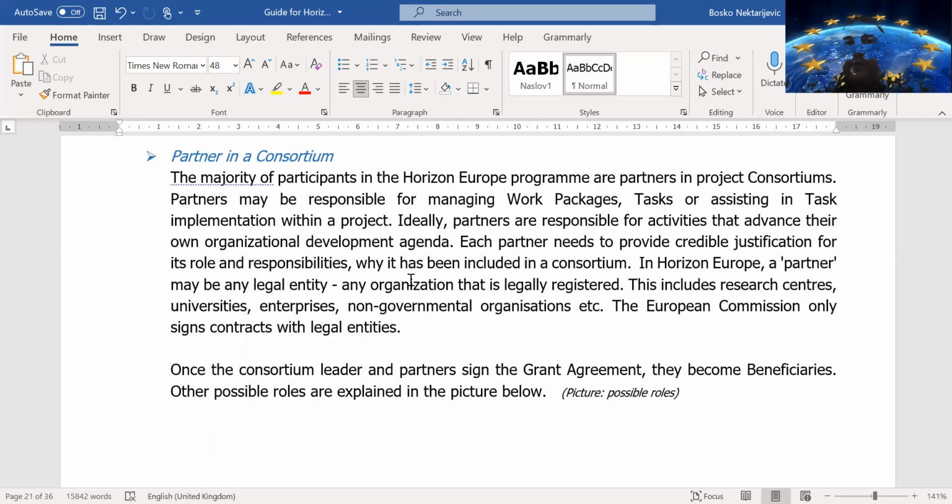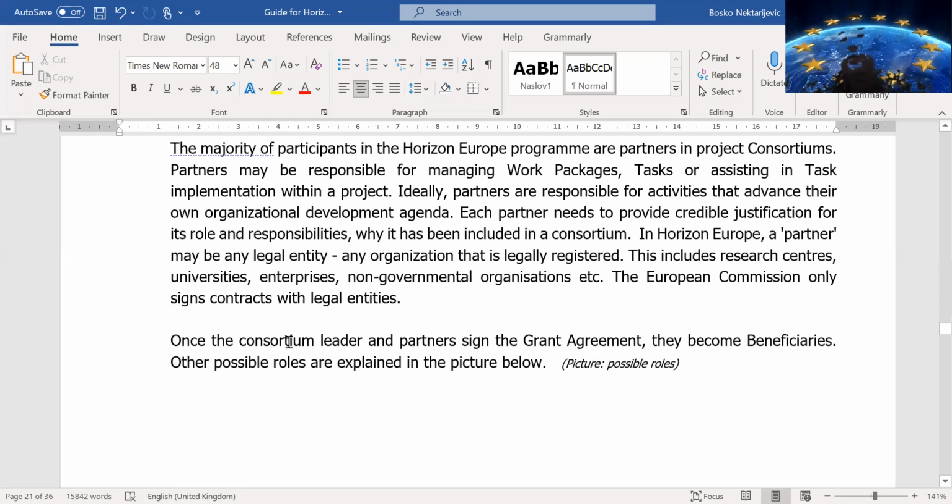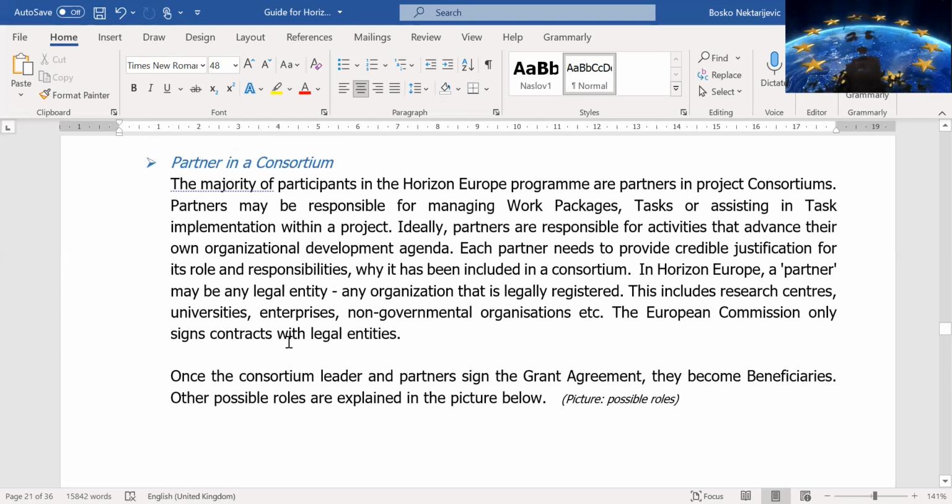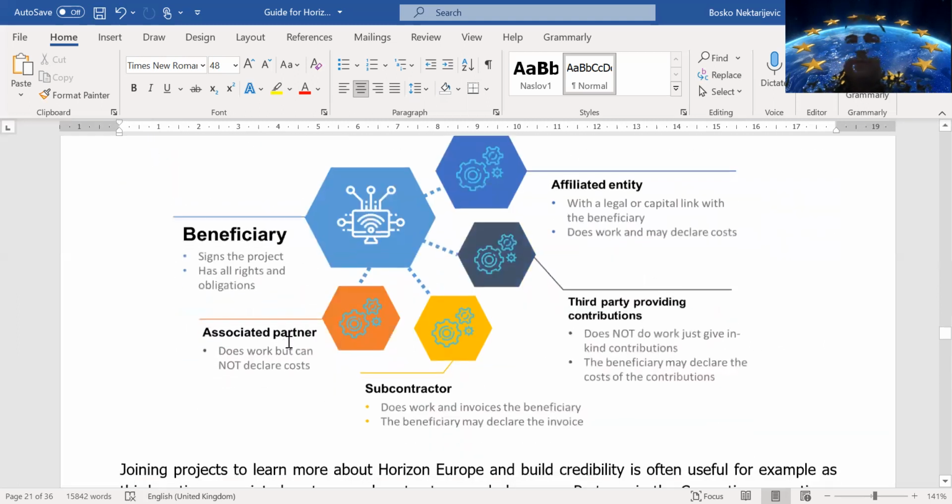In Horizon Europe as a partner, you may be any legal entity that is eligible. This includes research centers, universities, enterprises, non-governmental organizations, and so on. Once, of course, provided that you're successful, when the consortium leader and partners sign the grant agreement, then you become beneficiaries. We also have some other rules, but I won't spend time at this moment explaining them.